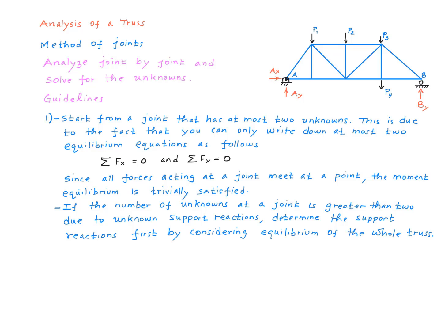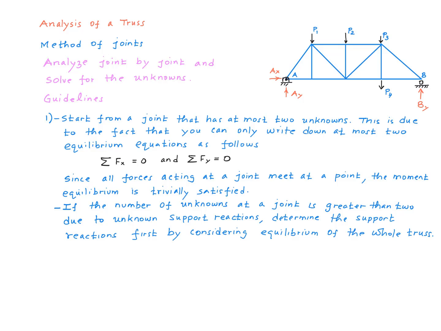Referring to this example truss, joint A, when we start, has more than two unknowns. We have an unknown on this member, we have an unknown on this member, and we have two support reactions, AX and AY. And therefore, we won't be able to start analyzing that joint right away. So the only way to analyze that joint is to first find the support reactions AX and AY. In many cases, this is what we need to do.